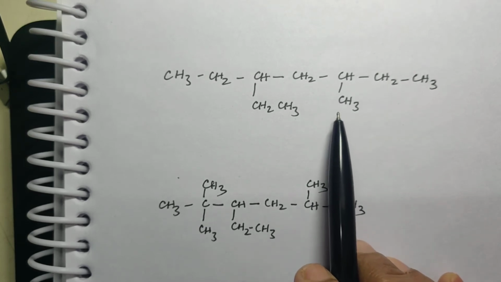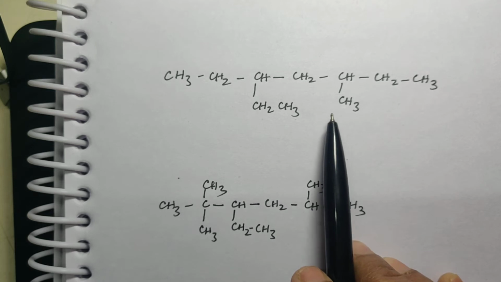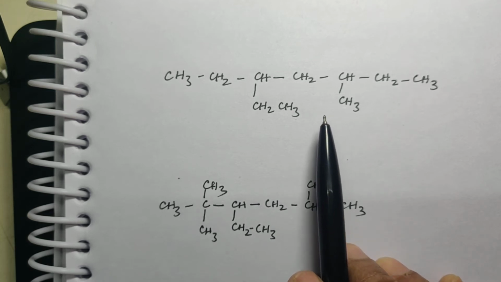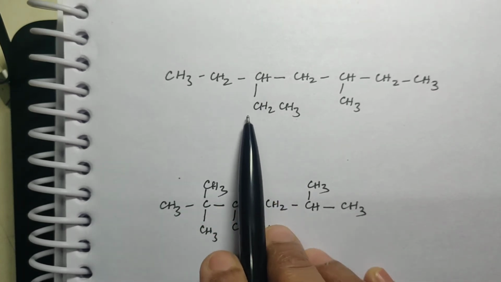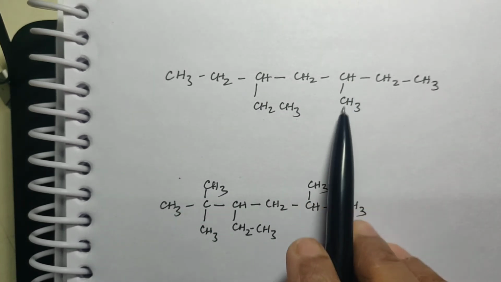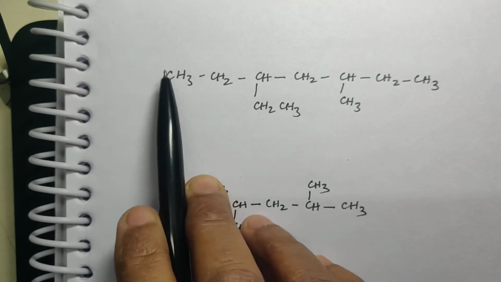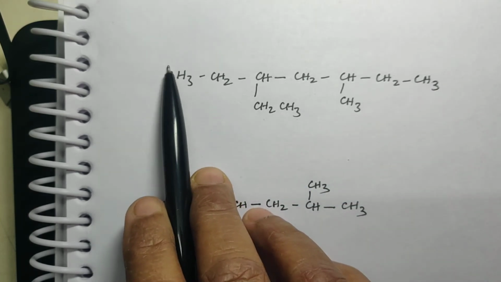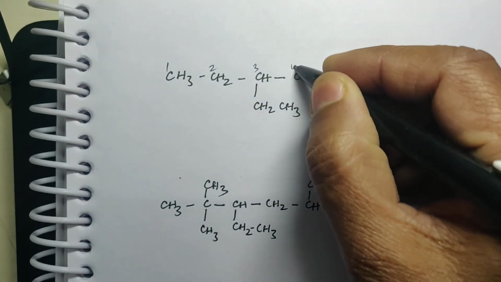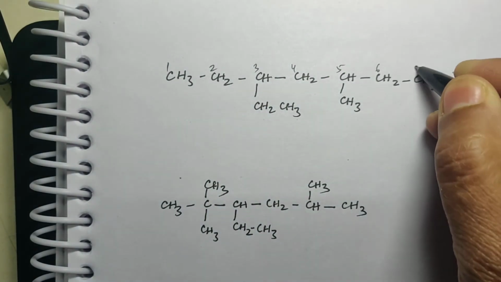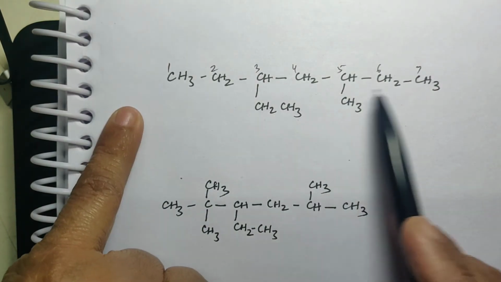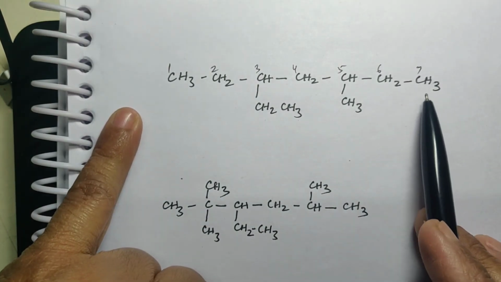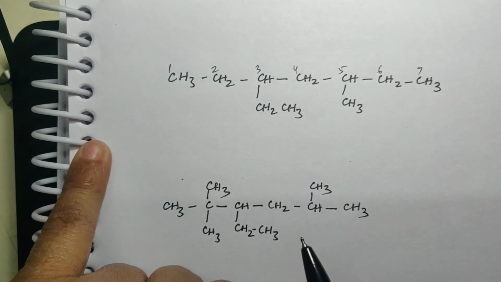Now, from which one do you have to start? That is the question. So here what you find, from here you start, it is ethyl, and from here you start, it is methyl. Now from where do you have to number? You have to number from this end. 1, 2, 3, 4, 5, 6, 7. Now in that case it will be 3-ethyl, 5-methyl heptane. Right? Okay. Now why so?